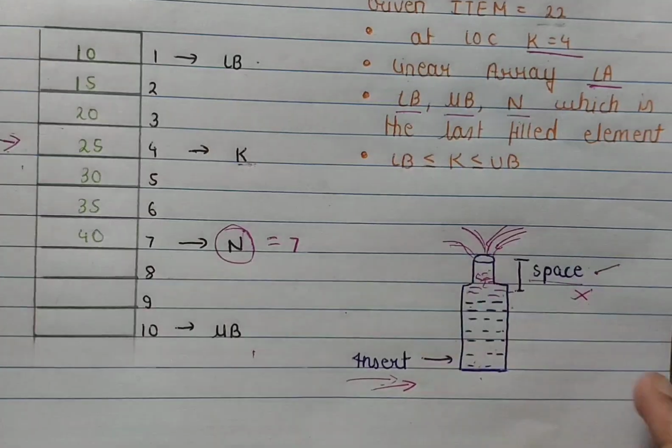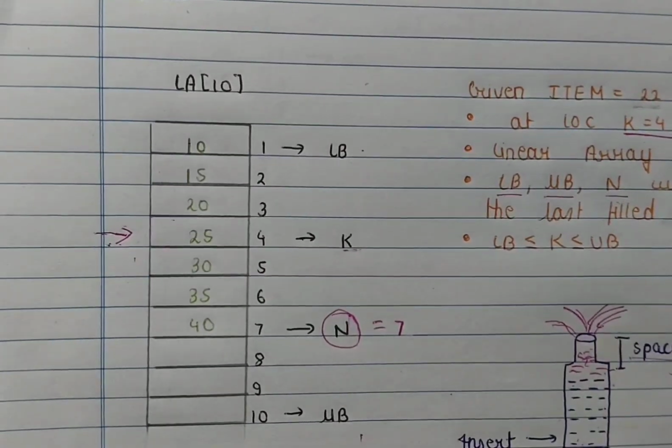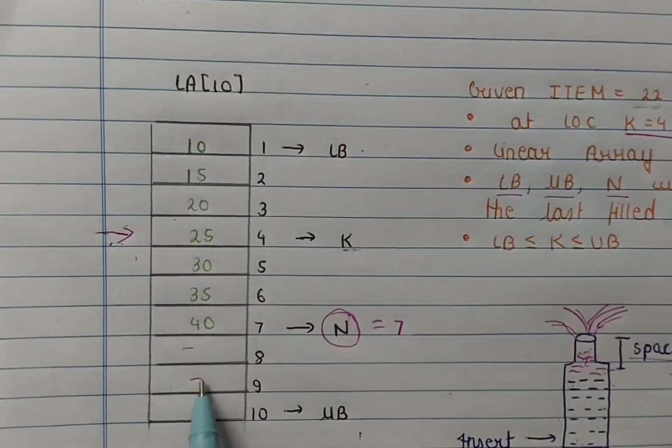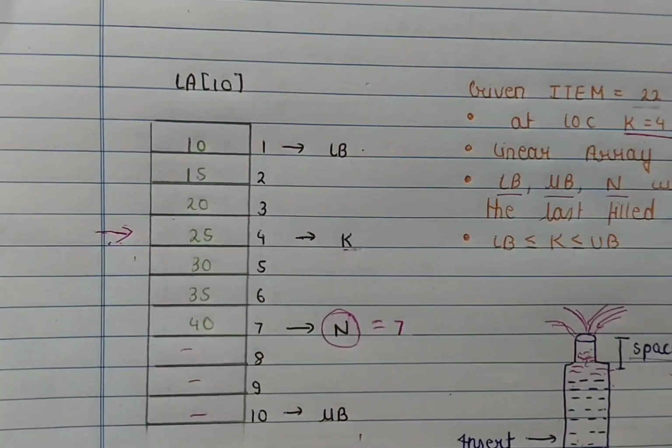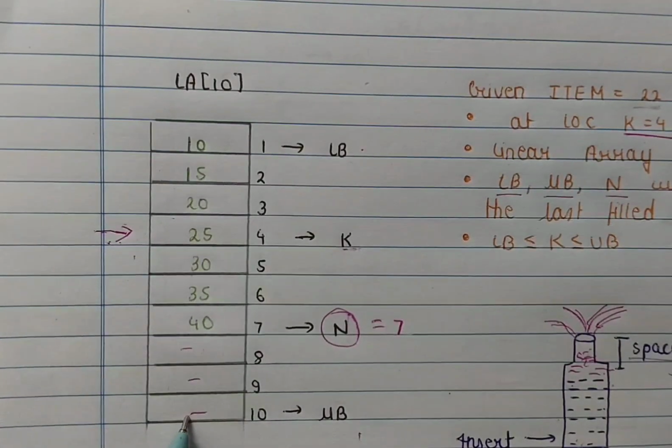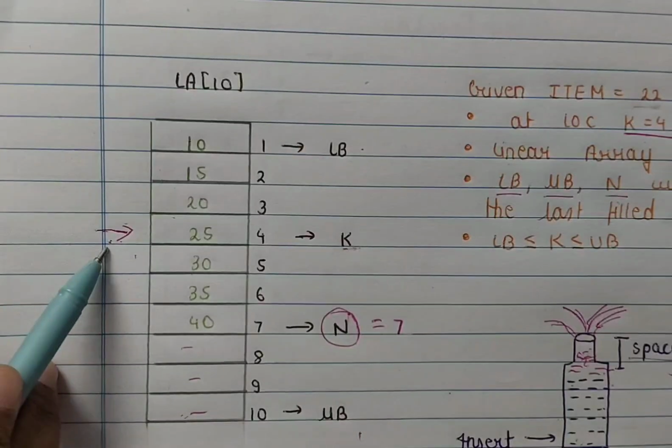The same is the condition in an array. If there are extra spaces present, then we will be able to insert the element in an array. But if the extra spaces are not present, then we won't be able to insert the element in an array.